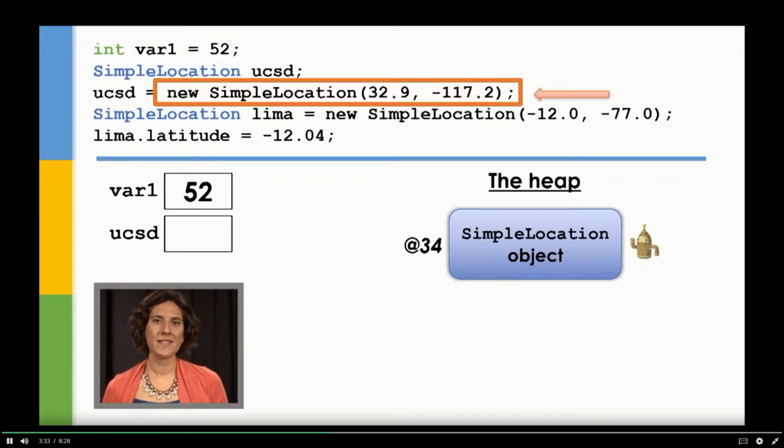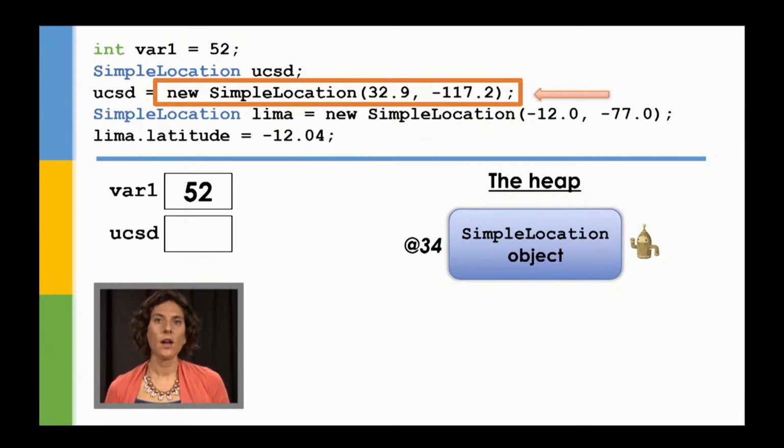So now, when we've created that new object and Java creates it at location 34, it doesn't place the whole object inside the box for UCSD. It places a reference to that object in the box for UCSD. In other words, it places the location of the object, wherever it's stored in the heap, into the box for UCSD, and that's called a reference.